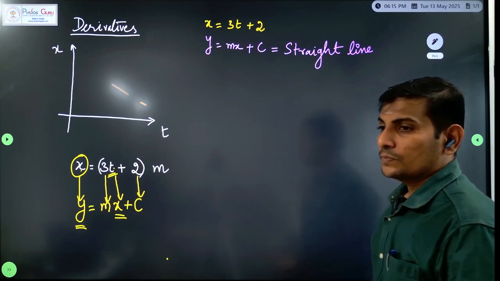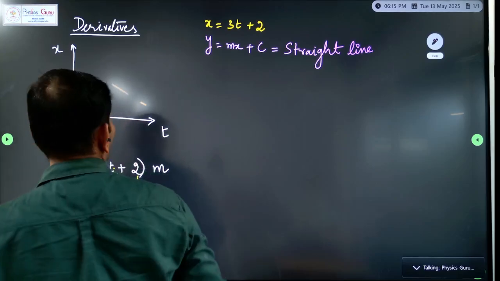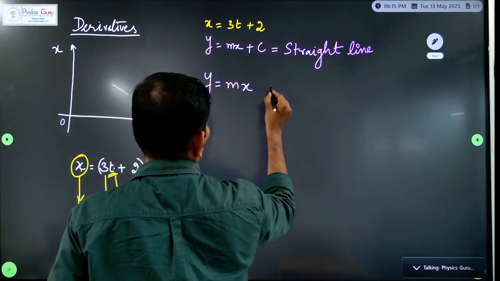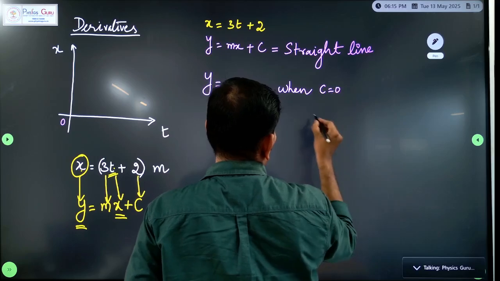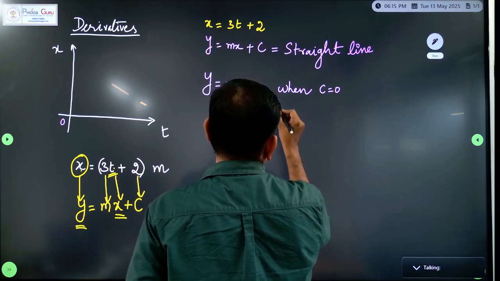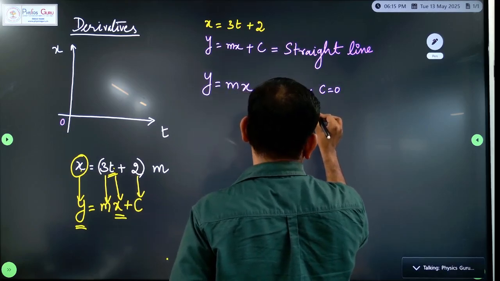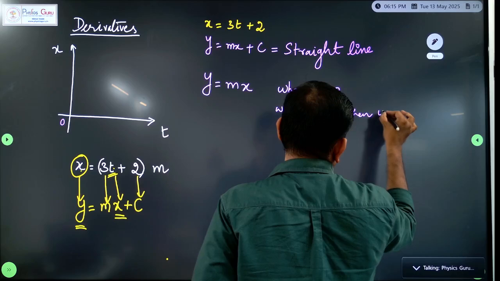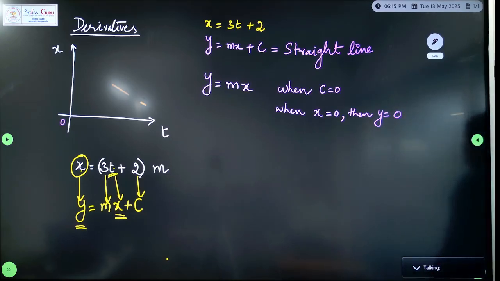Okay? Suppose the graph starts at the origin, then the equation turns out to be y is equal to mx. When c is equal to 0, this means that when the quantity on the x-axis is equal to 0, then the quantity on the y-axis is also 0. This is what it means.